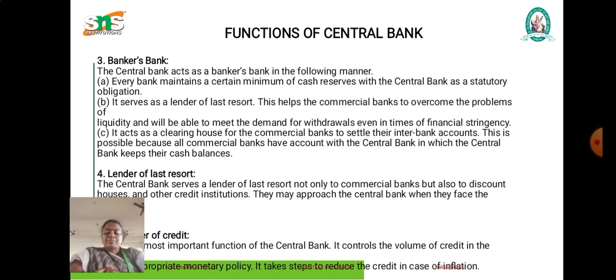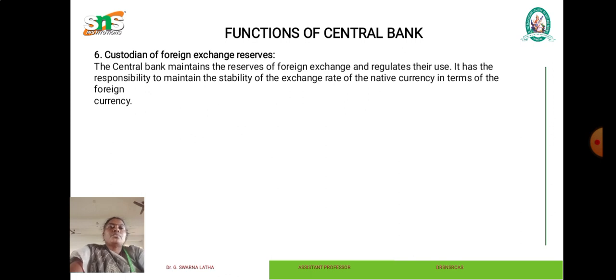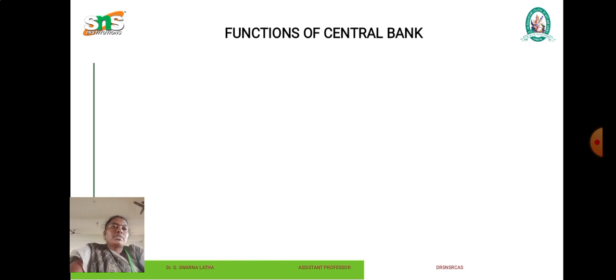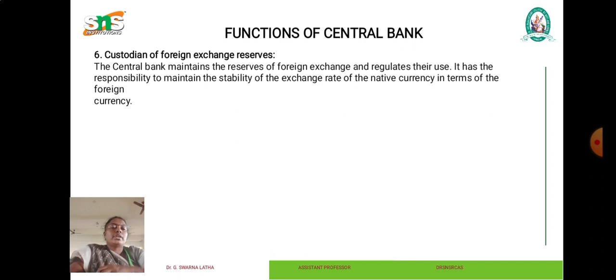Control of credit. This is the most important function of the central bank. It controls the volume of credit in the economy through appropriate monetary policy. It takes steps to reduce the credit during inflation. Custodian of foreign exchange reserves. The central bank maintains the reserve of foreign exchange and regulates their use. It has the responsibility to maintain the stability of the exchange rate of the native currency in terms of the foreign currency.